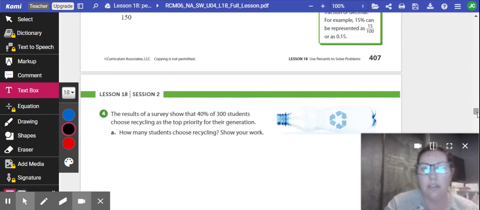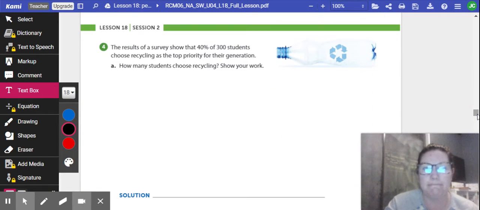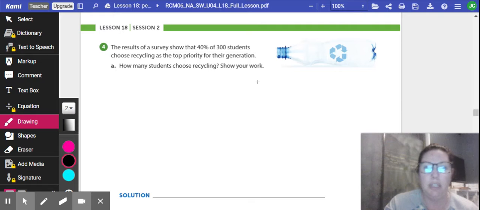Okay, so let's go to number 4. The results of a survey show that 40% of 300 students choose recycling as the top priority for their generation. How many students choose recycling? Okay, so I'm going to do it in 2 different ways here. So let me split this in half.